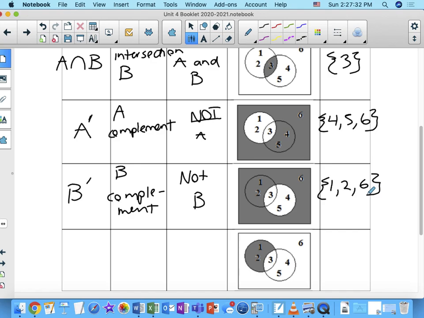This is a minus situation. Okay, so this is A minus B. We've taken the set of A and we've subtracted out B. We've taken out the part that's also in B. A minus B. So what does this mean? It means only A. Okay, and the elements that are only in A are 1 and 2.